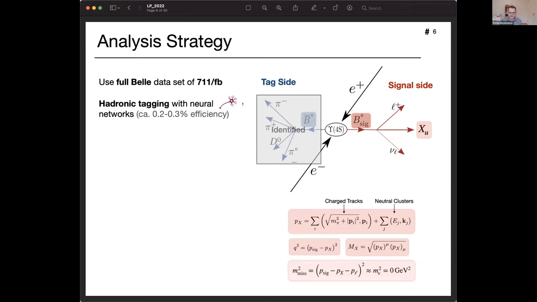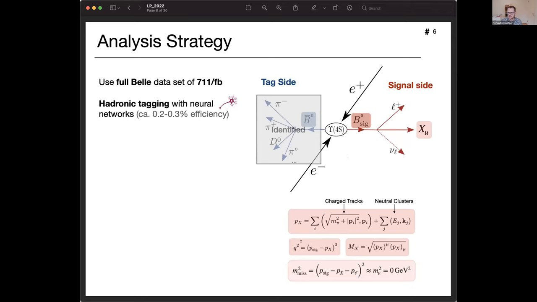So once you identify your tag side and the signal side lepton, you can look at the rest of the event, and then take all not associated charged tracks and neutral clusters to reconstruct the X system on the signal side. And with that, you then have access to several kinematic variables.